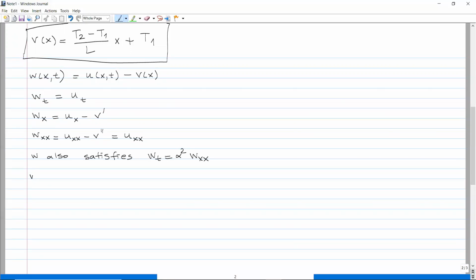Now, what about the boundary conditions? What is w(0,t), for example? It is u(0,t) minus v(0). U(0,t) is T1, but v(0) is also T1. So w at the boundary x equals 0 is 0. At the other boundary, it's also going to be 0 because it's u(L,t) minus v(L). Both of them are T2.